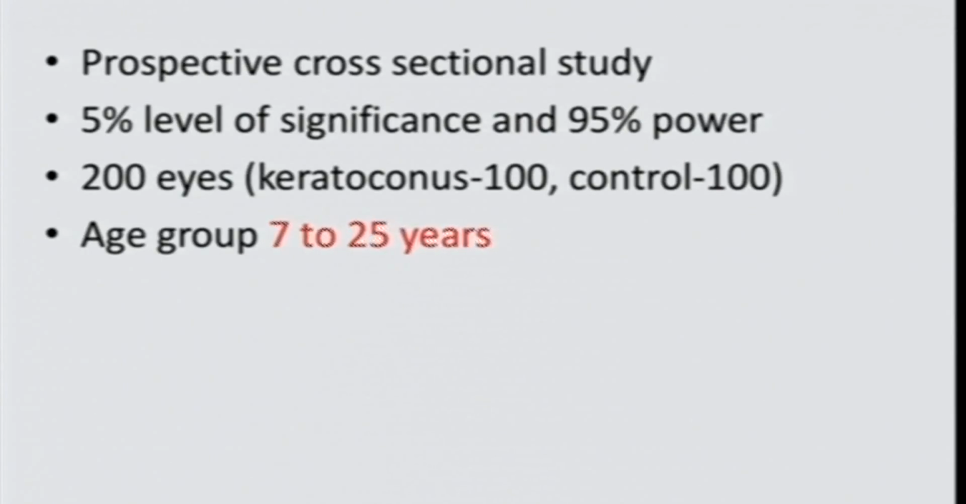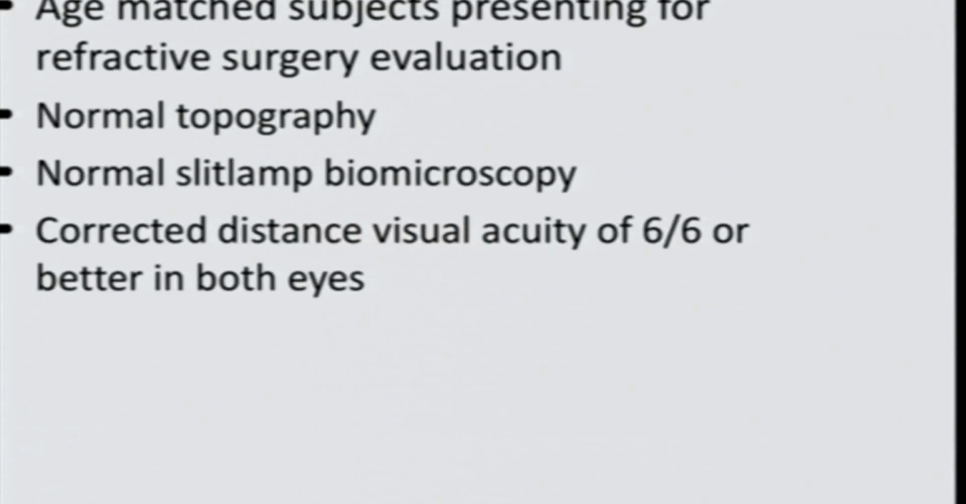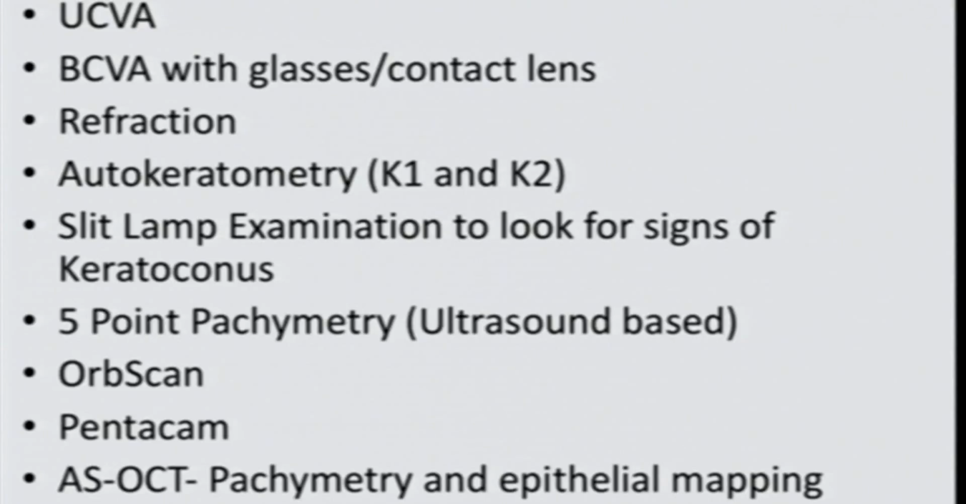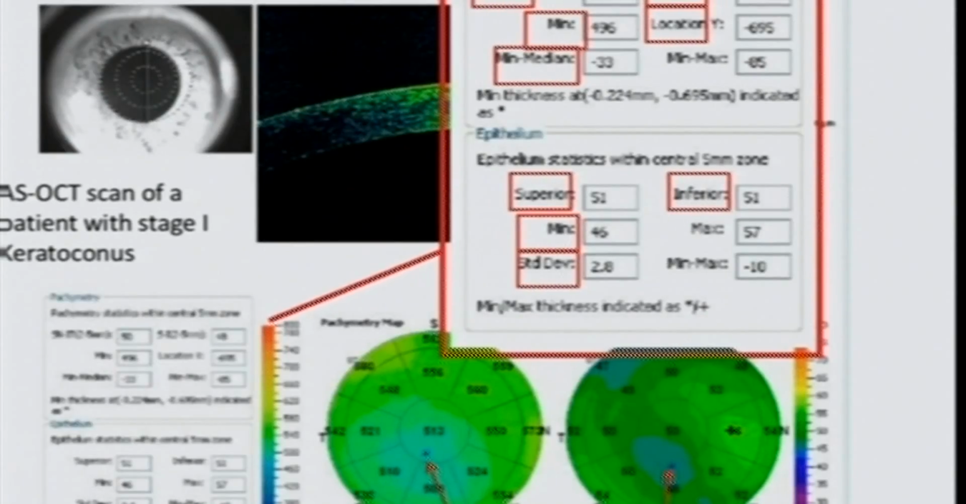It was a prospective cross-sectional study with 5% level of significance and 95% power. 100 eyes of keratoconic subjects in the age group of 7 to 25 years were recruited for the study. Normal eyes were also taken as controls. Patients with advanced disease and corneal scarring were excluded from the study. All the subjects underwent detailed ophthalmic examination, including slit lamp examination and topography. ASOCT pachymetric and epithelial mapping was done using a commercially available software.